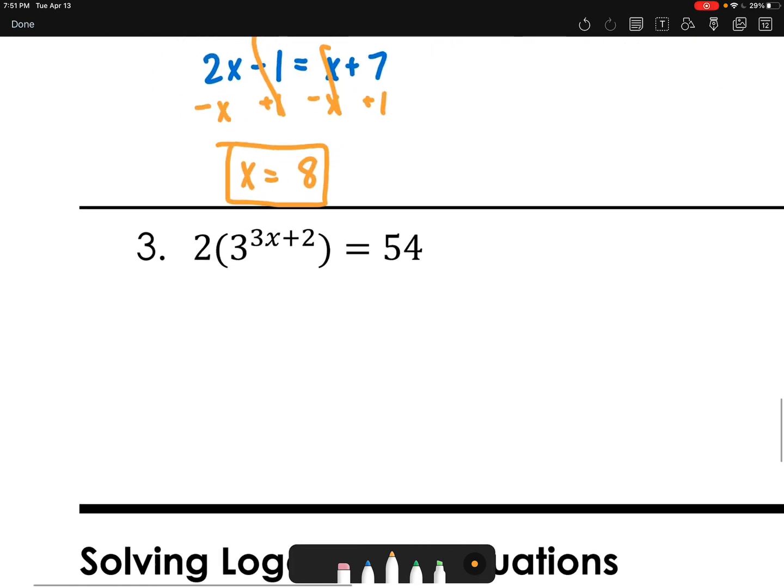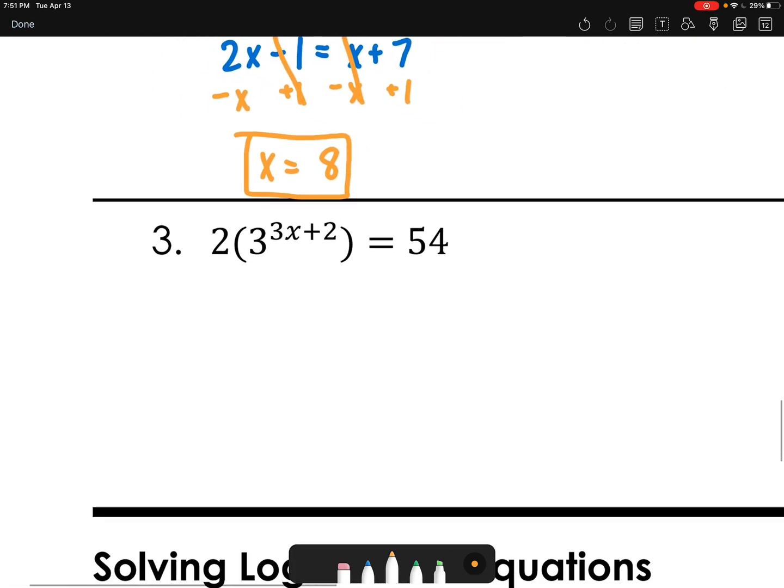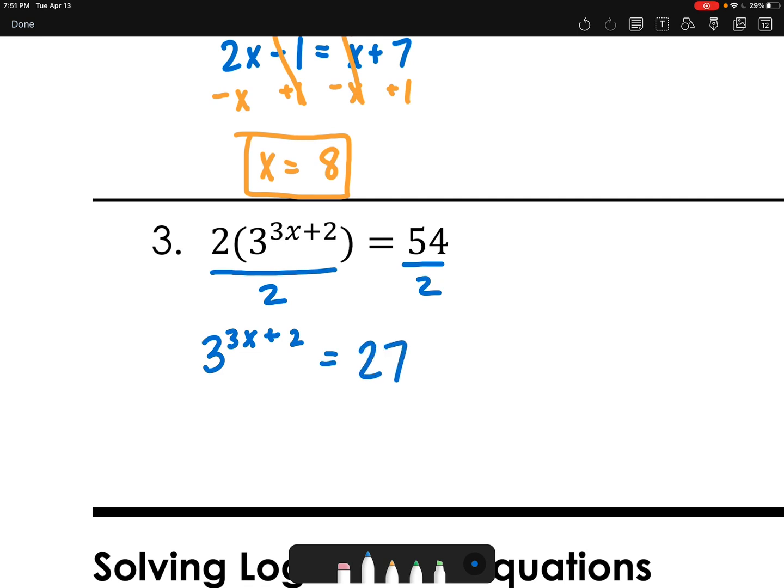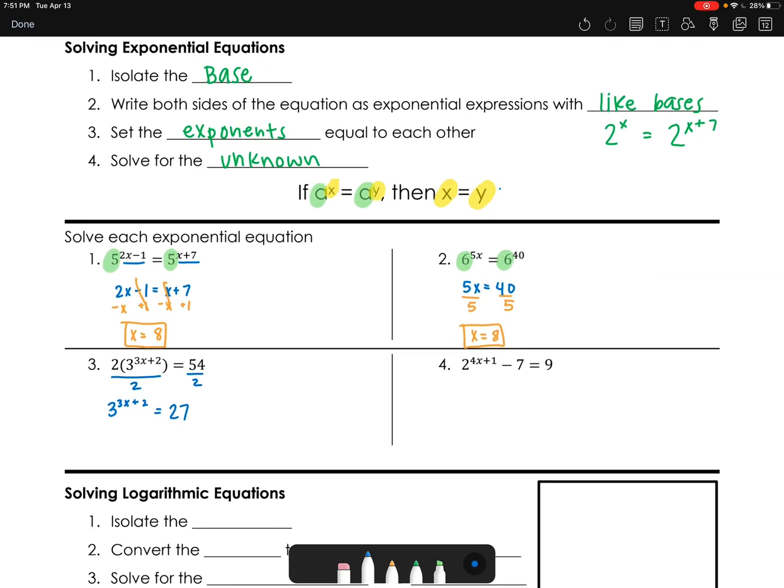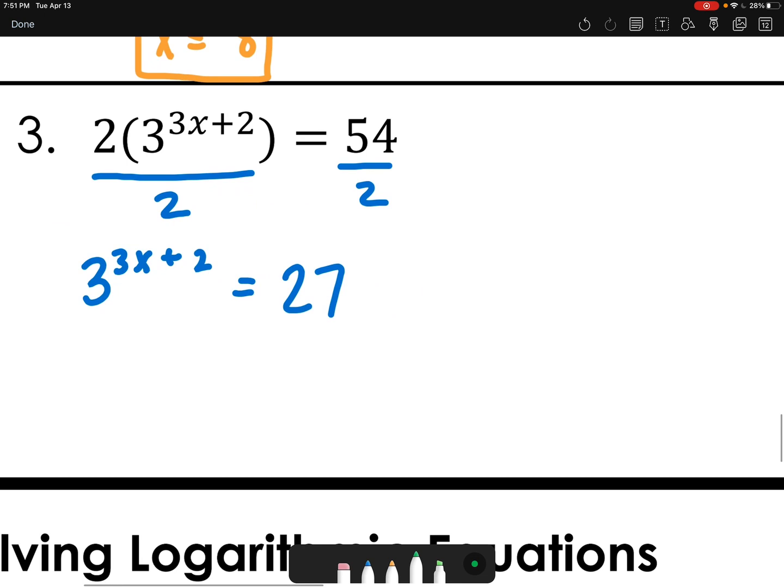Okay, number 3 is a little different because our base is not isolated. So before we can do anything, the first thing we need to do is divide by 2 on both sides. So when I do that, I'm left with 3 to the 3x plus 2 equals 27. And from here, 3 and 27 are not the same. So this is when we're going to use our step number 2 from the top of our notes here, and we need to write the sides of this equation as like bases.